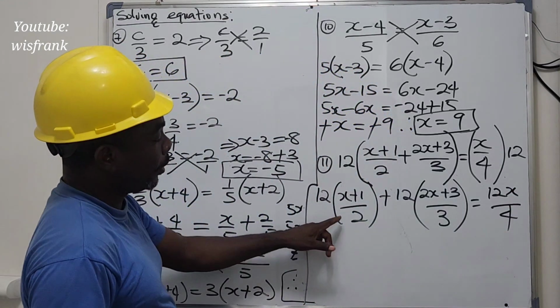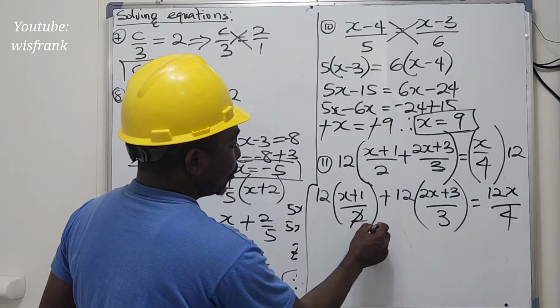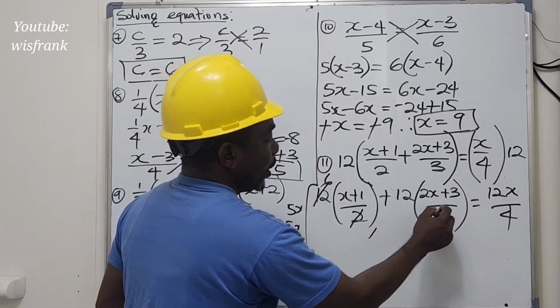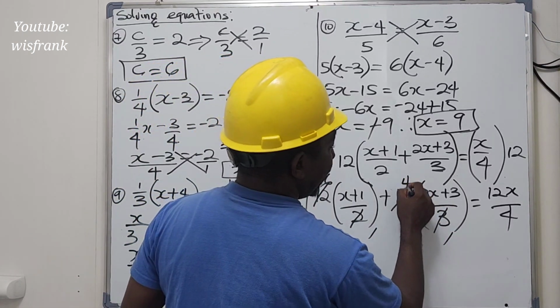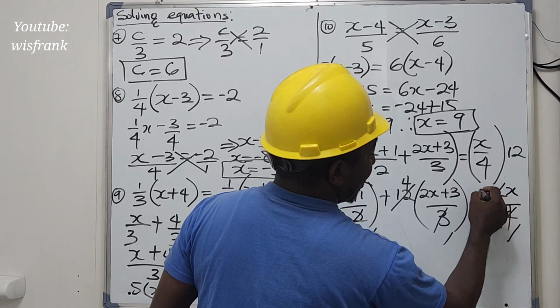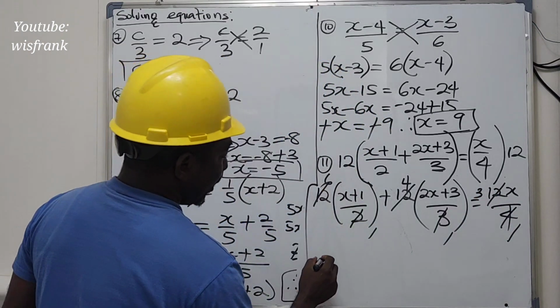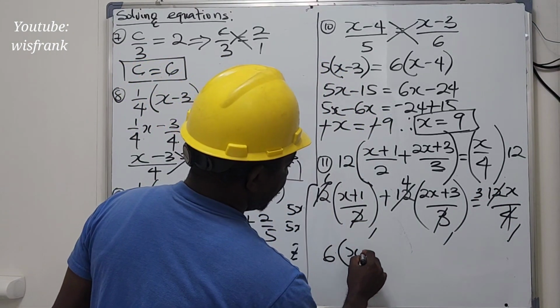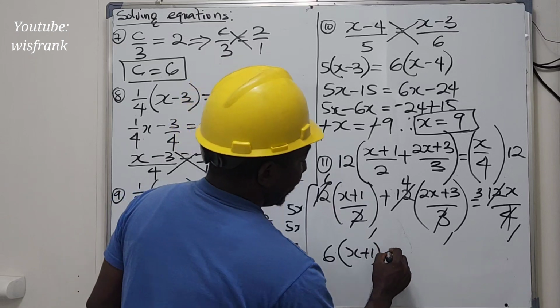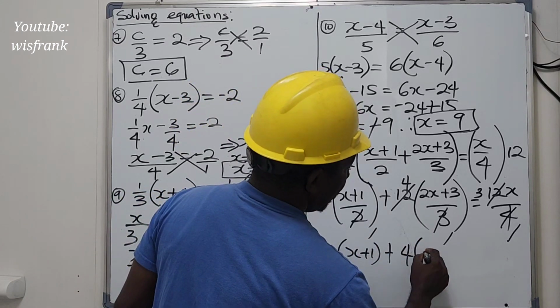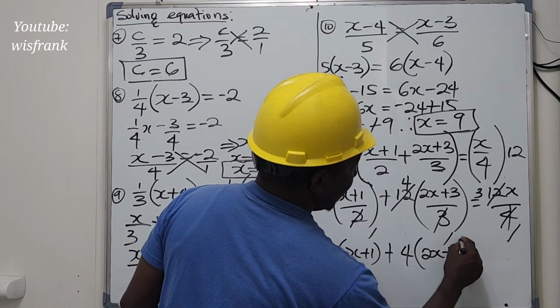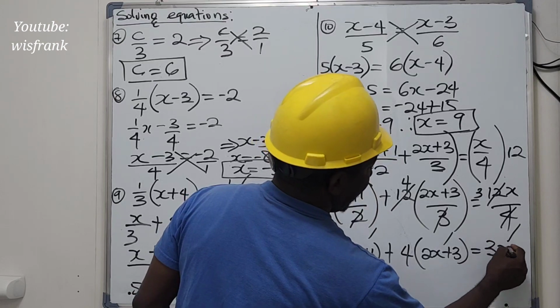So what we have here, 2 can cancel here, 2 can cancel here 1, and 2 can cancel here 6. 3 can cancel here 1, 3 can cancel here 4. 4 can cancel here, and 4 can cancel 3. So we are now left with 6 into x plus 1 plus 4 into 2x plus 3 equals 3x.